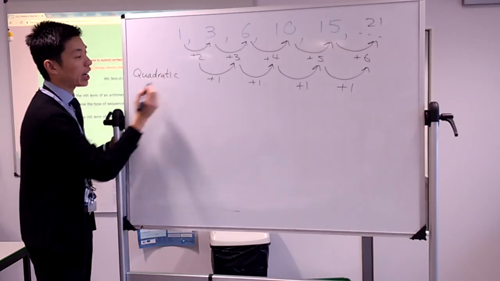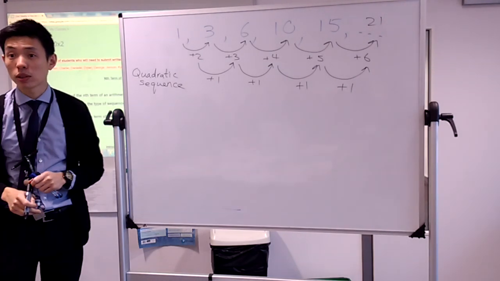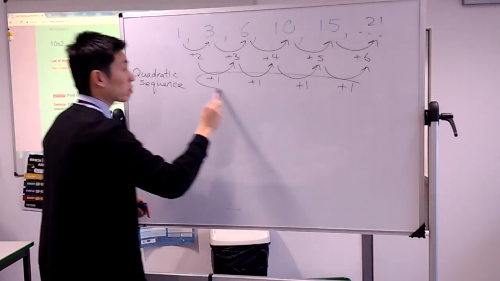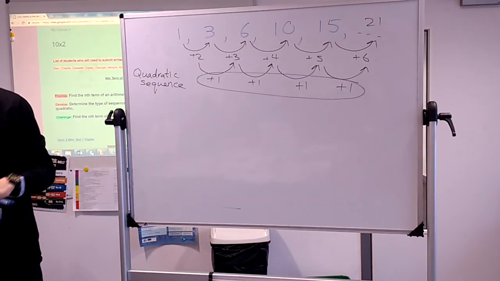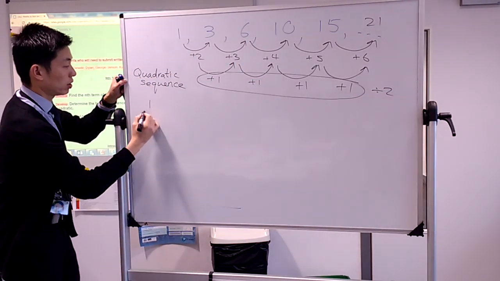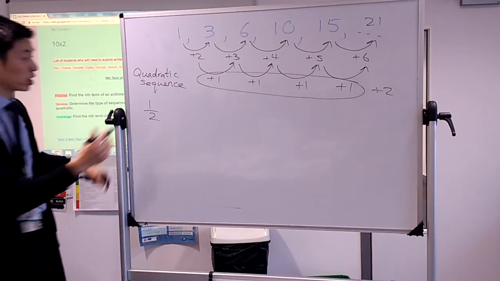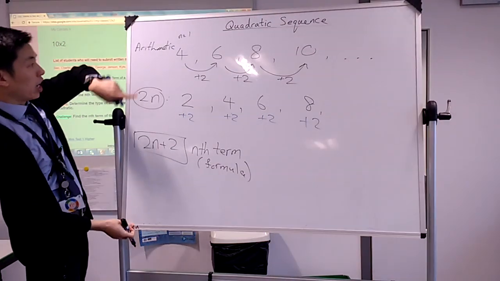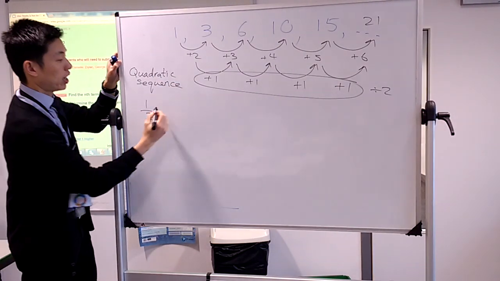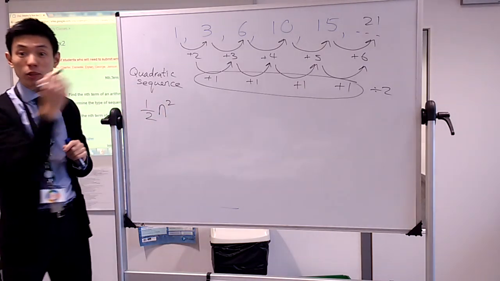So now you put your thinking hat on and figure out what you learned in your lessons to find a quadratic sequence. And this is how you do it. First, take the second difference and halve it. So one half. And because it's quadratic, it will have a power of square. So instead of going up in 2's, 2n, this time it's one half n squared. Always n squared.